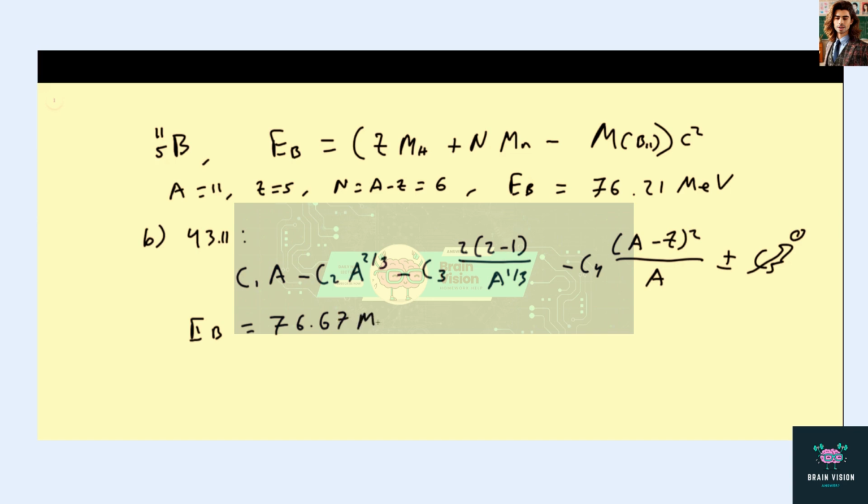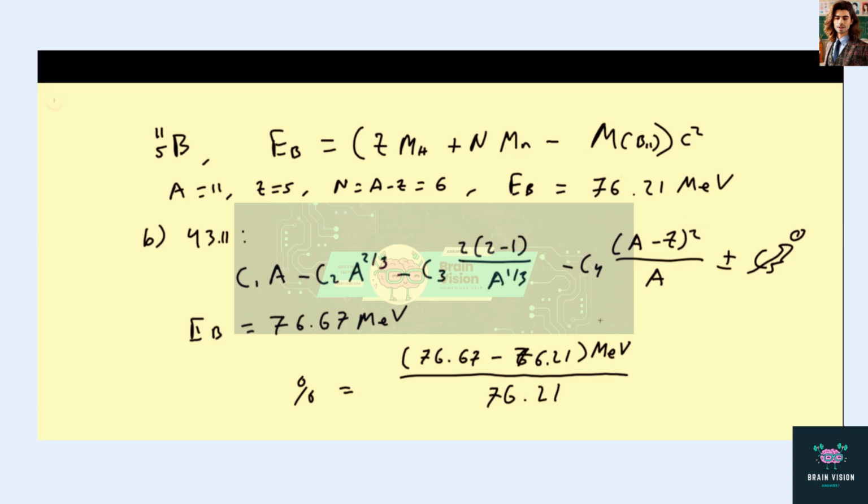76.67 mega electron volts. The percent difference between these two answers is just the difference of the answers, this is 76.67 minus 76.21, over 76.21, our calculated value from part A. If we multiply this by 100 to get the percent, we find that we get a value of 0.61% difference, which means that our equation gave us approximately the same answer as directly calculating the mass differential.